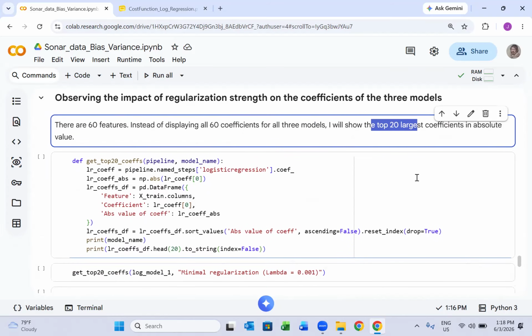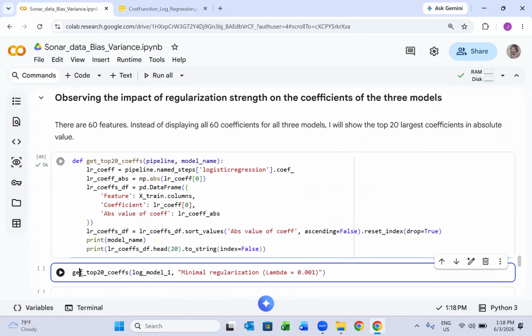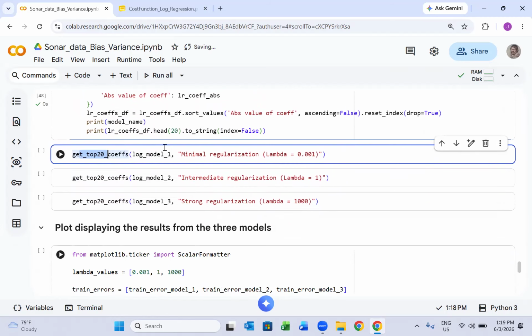Okay, so to simplify all of these computations, I decided to create this function, and that function will do the following. Given the specification of a model with a specific regularization strength, it will return the top 20 most important features, meaning the 20 features with the largest absolute value coefficients, okay? So let's go ahead and run this code cell to define the function. And now let's invoke that function on each of the 3 models to see the top 20 features for each model, okay? All right, so this would be the coefficients for model number 1, which is the one with minimal regularization, so with a small regularization, okay?